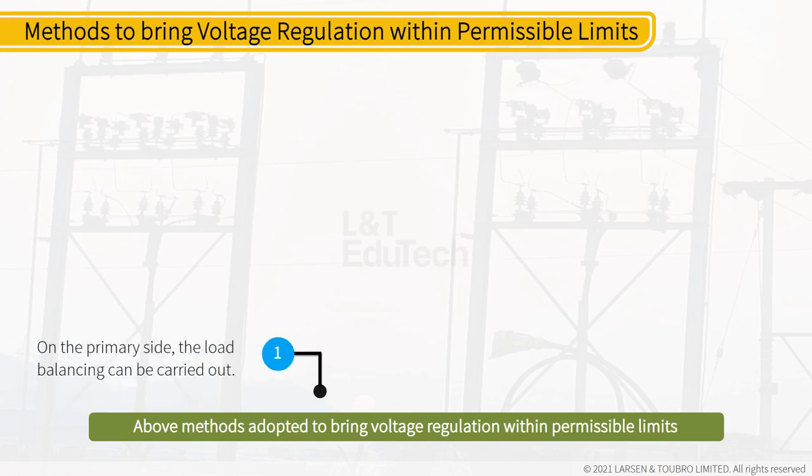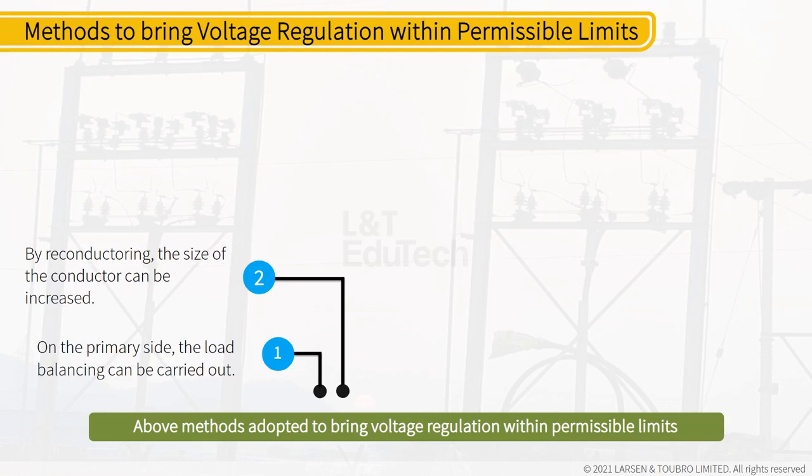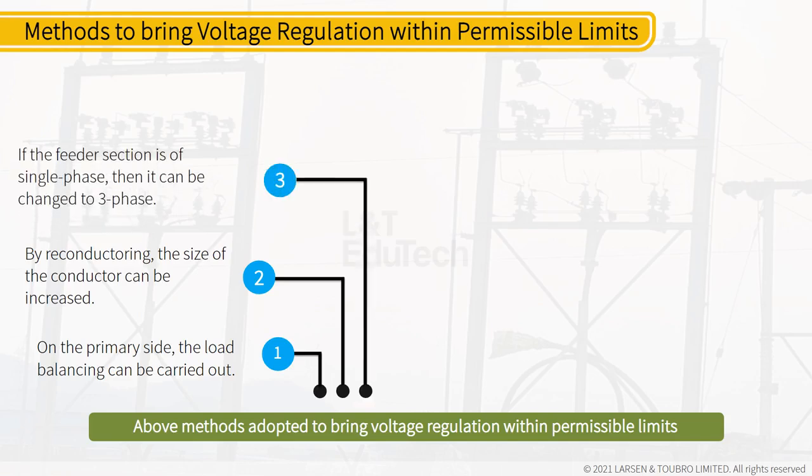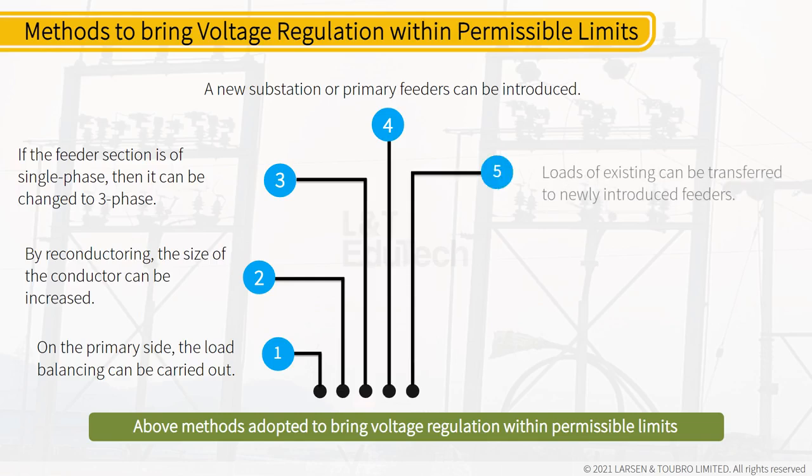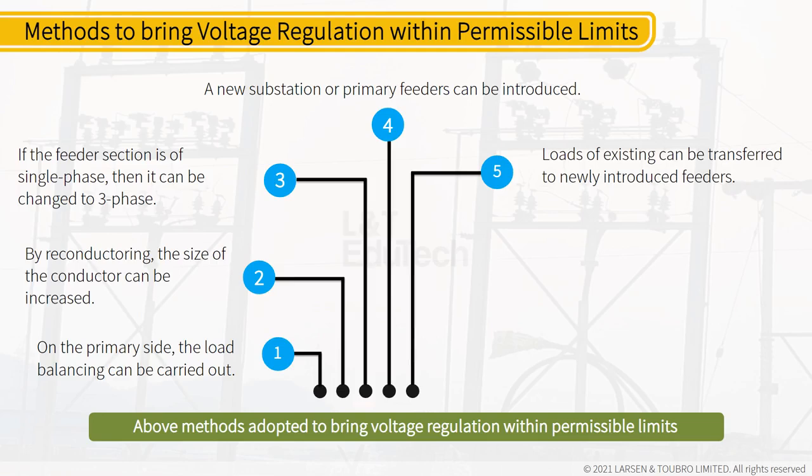On the primary side, the load balancing can be carried out. By reconductoring, the size of the conductor can be increased. If the feeder section is of single phase, then it can be changed to three-phase. A new substation or primary feeders can be introduced. Loads of existing can be transferred to newly introduced feeders.